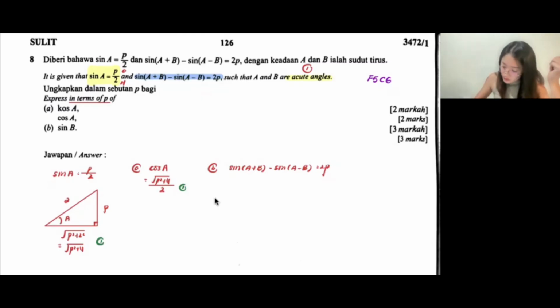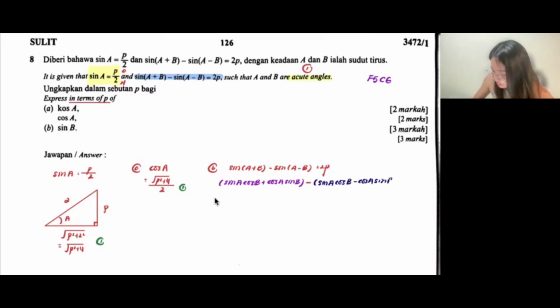Let me write it in purple. Sine A cos B plus cos A sine B. For the sine formula, it follows the symbol in the middle, so if it's positive, then it's positive. Then the second one, I'll use blue color. This is minus now: sine A cos B minus cos A sine B. Close the bracket, equals 2p.